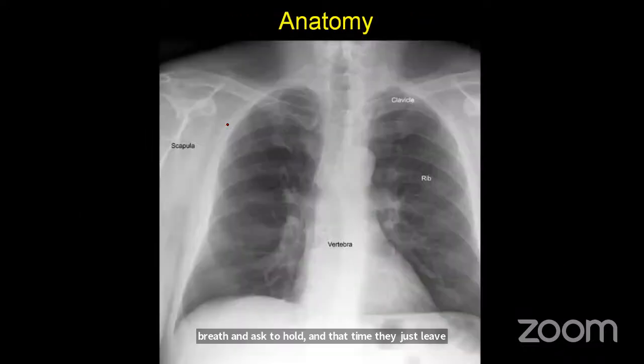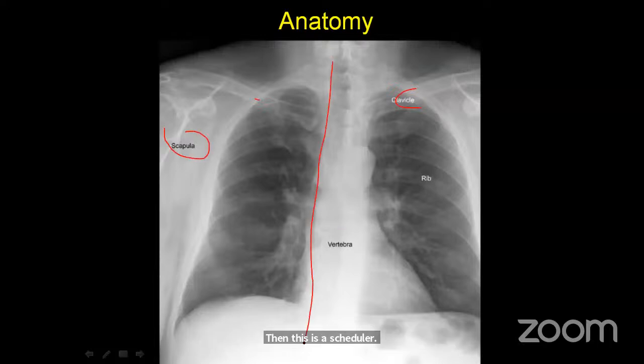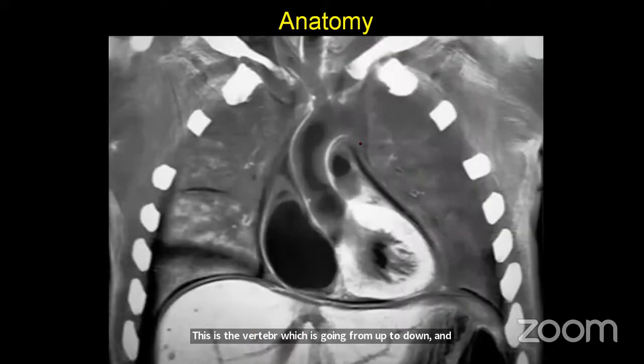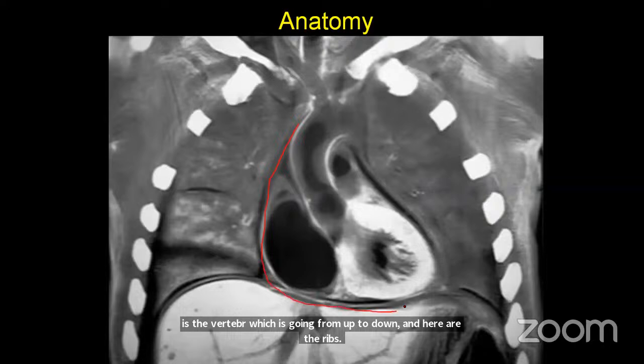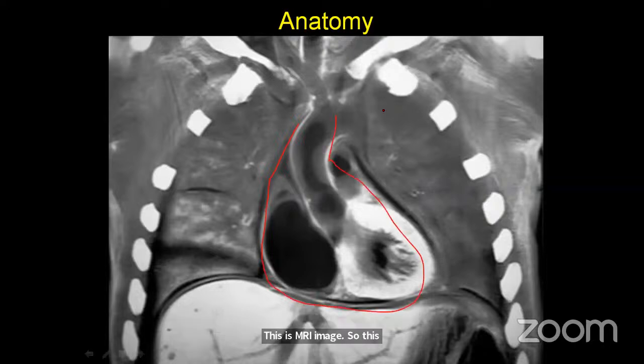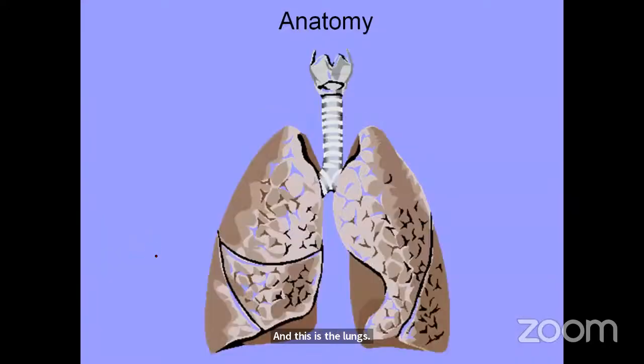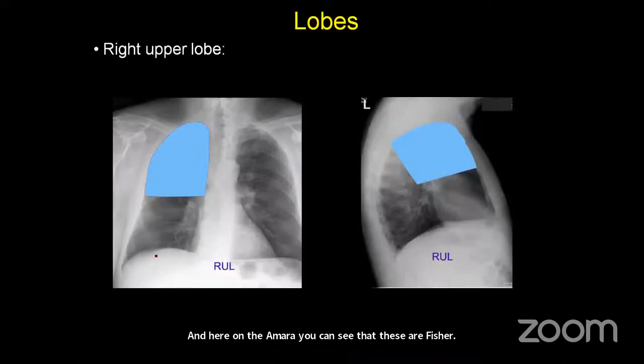Now coming to the anatomy of X-rays. So broadly, we know that this is the clavicle, both sides. Then this is the scapula. This is the vertebra, which is going from up to down. And here are the ribs. This is an MRI image. So this is the heart, and these are the lungs, ribs. Okay. And here on the MRI, you can see that this is a fissure, the horizontal fissure. Right? Understanding the anatomy.